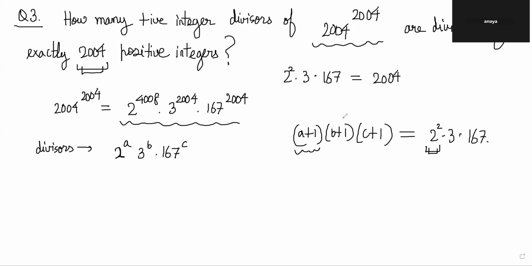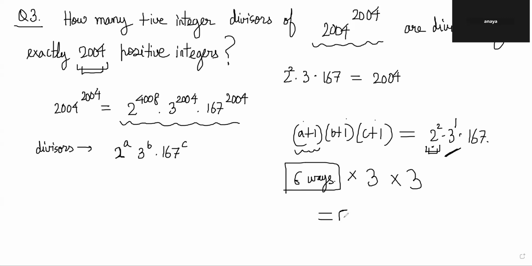It could be either a plus 1 or b plus 1 or c plus 1. If all the powers of 2 are coming from two separate numbers, there are also three ways. The total number of ways to put the powers of 2 is 6 ways. For powers of 3, it is 3 to the power 1. There can be only one 3 somewhere. There will be three ways to do that, either here or here or here. And then same for 167.